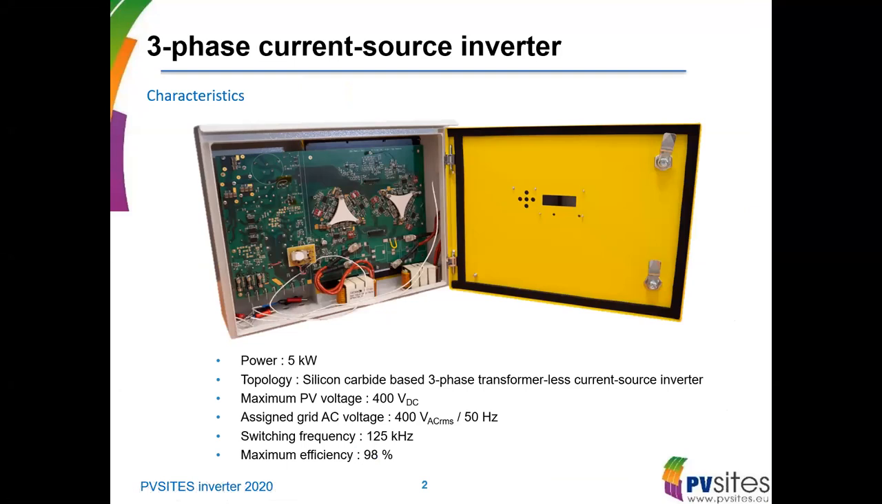Thank you. So this is a photograph of our inverter that we developed. In fact, this is a current source inverter. It's connected to the three-phase grid. The power is 5 kilowatts. The maximum PV voltage is 400 volt. It works on the three-phase 450 hertz grid. The switching frequency is 125 kilohertz and the maximum efficiency is about 98%.